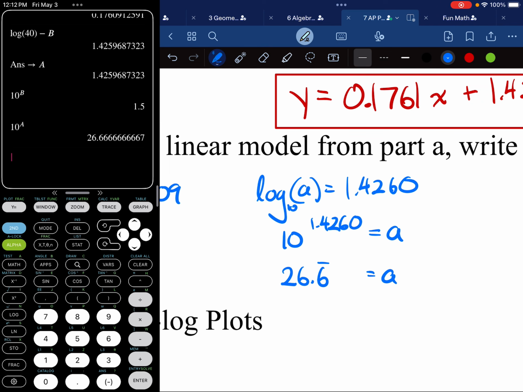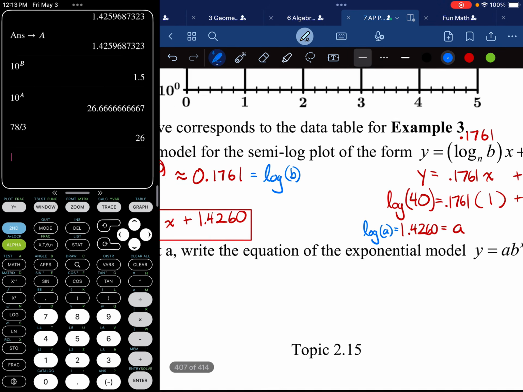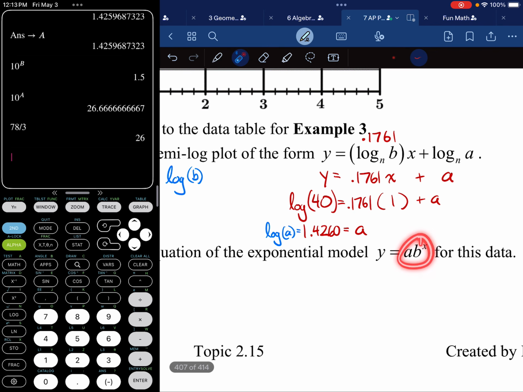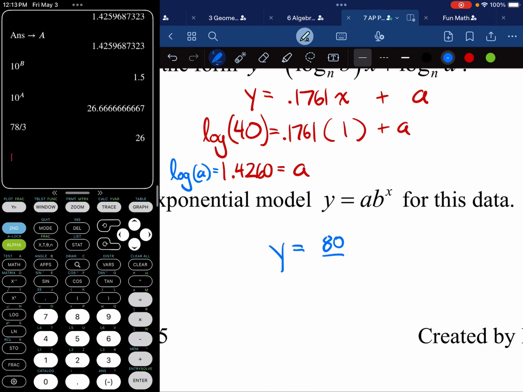That would be divided by thirds. It's really close to 78 thirds, because I think 78 divided by 3 is 26. Yeah, so it's 78, 79, 80. It's 80 thirds. This is 80 thirds for a. Or you can just leave it as 26.6 repeating. It doesn't really matter. So what do you do with those? You're going to write it of this form. We know the form. It's always multiplying. You can say my equation is y is equal to a, which is 80 thirds. I like my fractions. Times b. b was 1.5. 1.5 to the power of x.